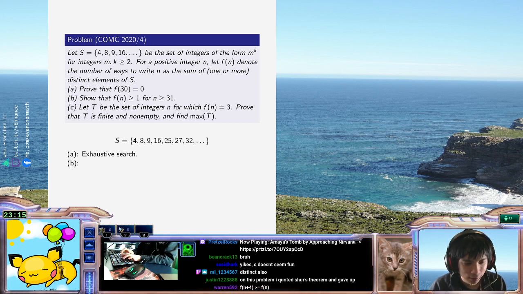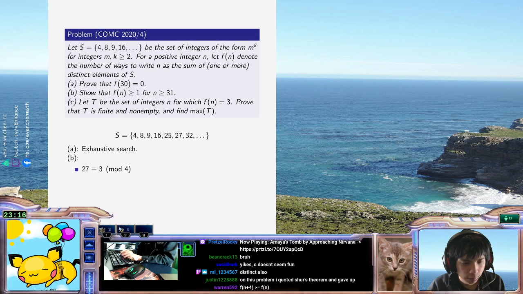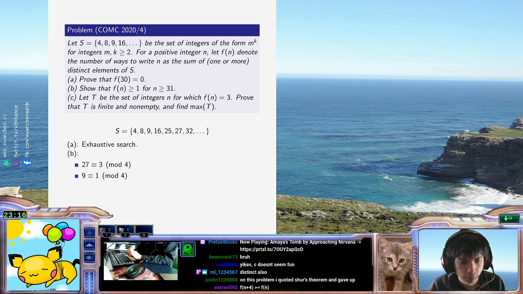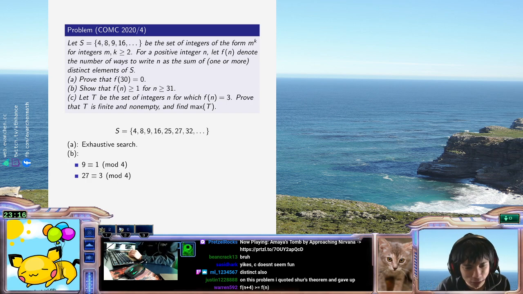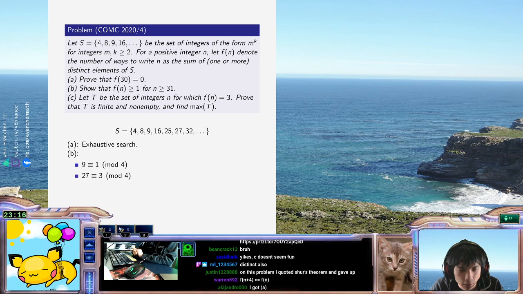So I need some base cases. For 31, what did I use? 27 is 3 mod 4. I need a number that's 2 mod 4 in this list that isn't a power of 2. So 9 can be my 1 mod 4 number. No perfect powers are 2 mod 4. That's an issue. So when I look at 34, what happens?